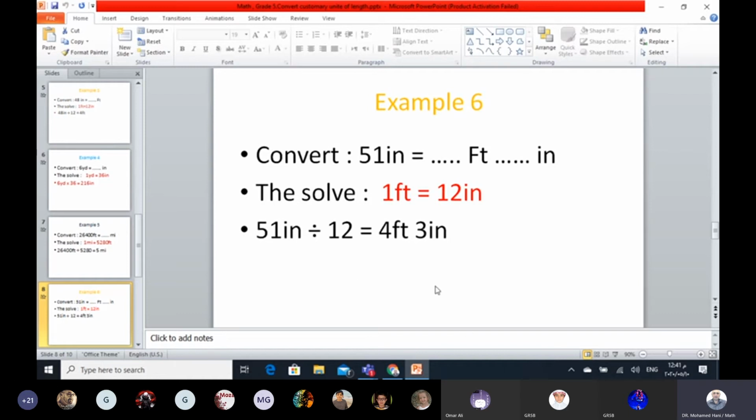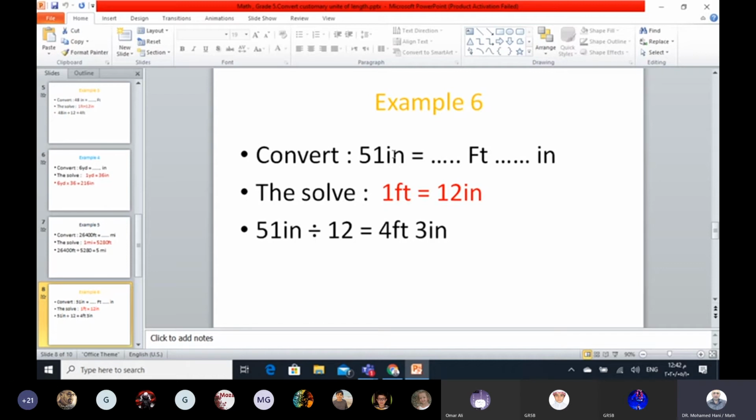I will repeat here. Convert 51 inch to the feet and inch. What is the meaning of feet and inch? The whole number will be feet and the remains will be inch. So what is the relationship between inch and feet? 1 foot equals 12 inch.